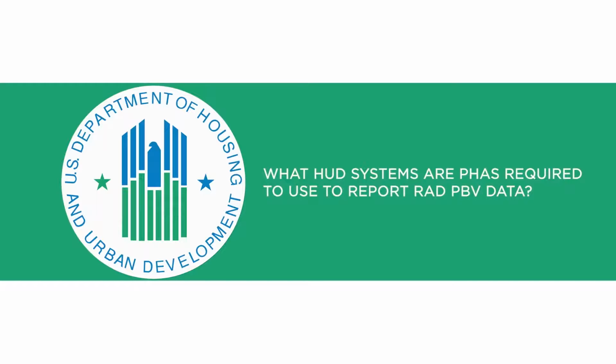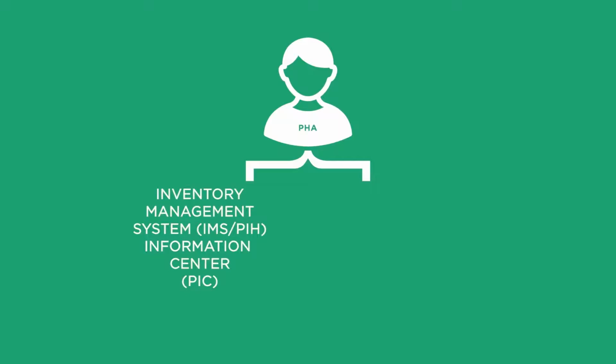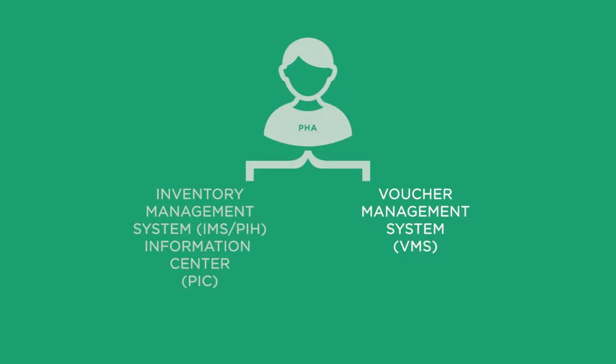What HUD systems are PHAs required to use to report RAD PBV data? After a RAD closing, PHAs are responsible for reporting requirements in two systems: the Inventory Management System, or IMS/PIH Information Center, known as PIC for short, and the Voucher Management System, known as VMS. IMS, or PIC, is a central system to monitor and manage project-based voucher units. VMS is used as a central system to monitor and manage PHA use of vouchers and associated expenses.